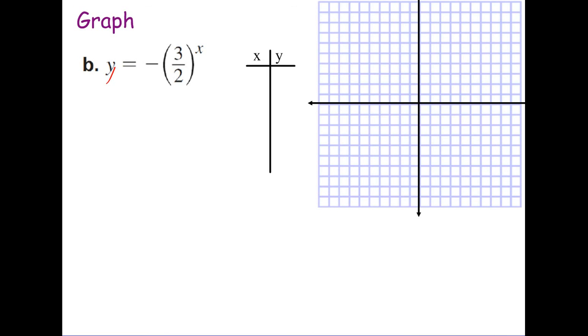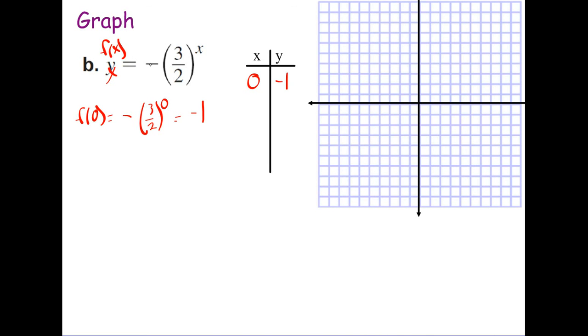So again, I like using f function notation. So we can put this f of x. So I can talk about f of 0. F of 0 is negative 3/2 to the 0 power, which is negative 1, because the 0 power is 1, so negative. So this is 0 and negative 1.